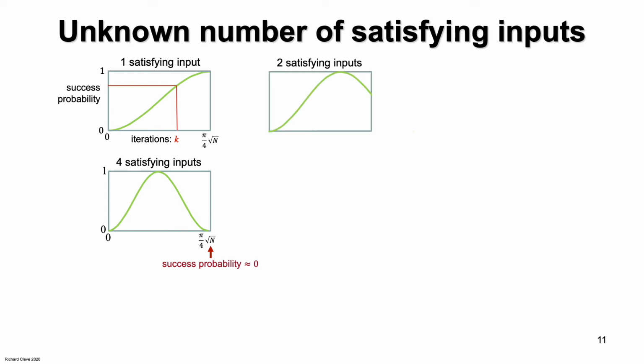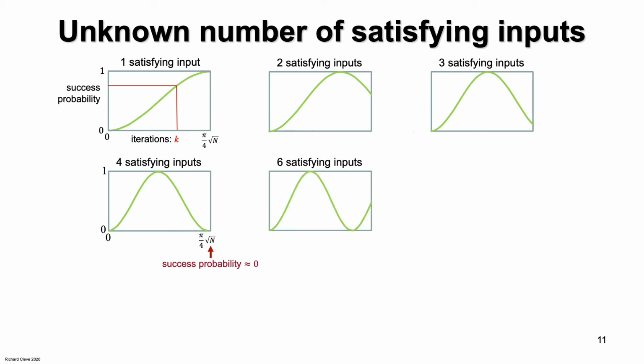Here's the curve for the case of 2 satisfying inputs. In that case, pi over 4 square root n iterations overshoots, but not by so much. There's still a non-negligible success probability. Here's the curve for 3 satisfying inputs. And here's the curve for 6 satisfying inputs. In that case, the rotation is by more than 180 degrees.